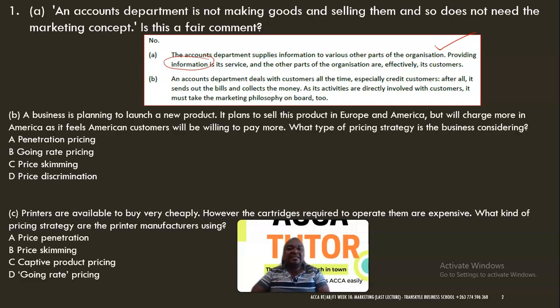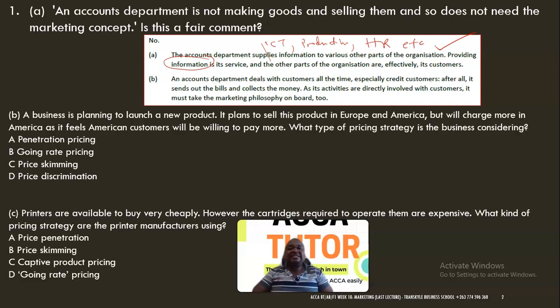And the other parts of the organization are effectively its customers, which means those departments like ICT, production, HR, etc. are the clients or the customers of the accounts department. So in that regard, the accountants are charged with marketing. They need to be marketing people whenever they are offering their services. That is, whenever they are providing information to those departments, they need to exercise marketing.